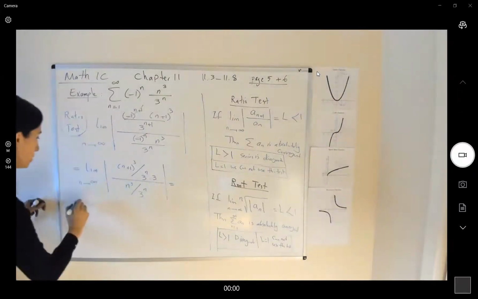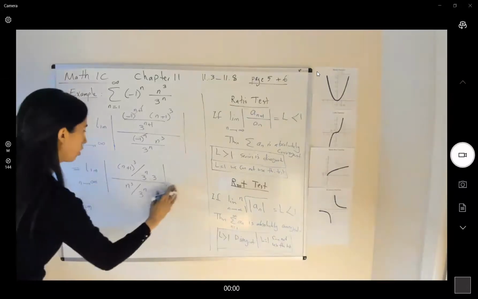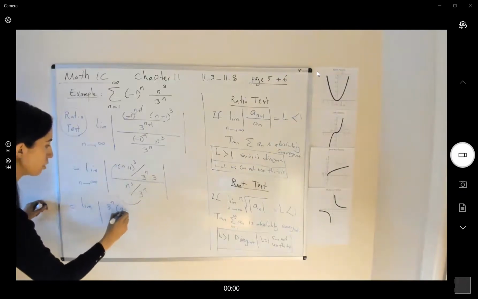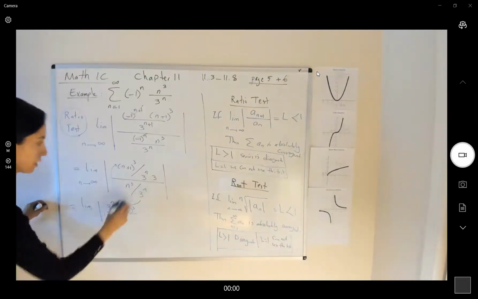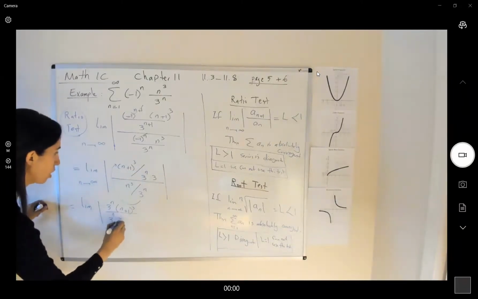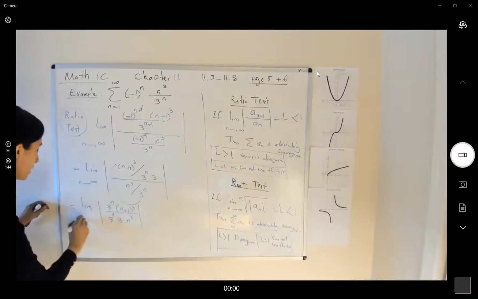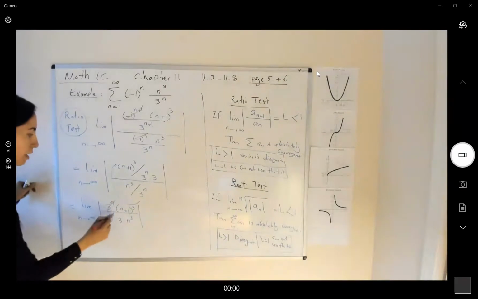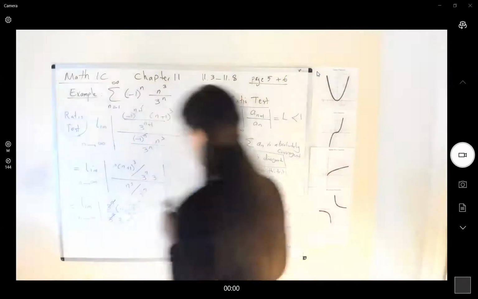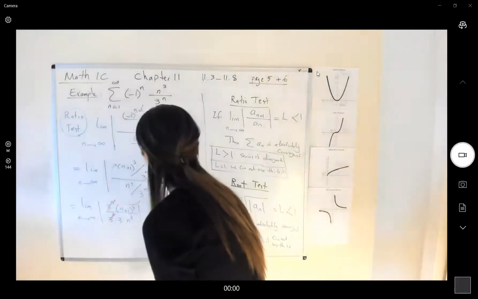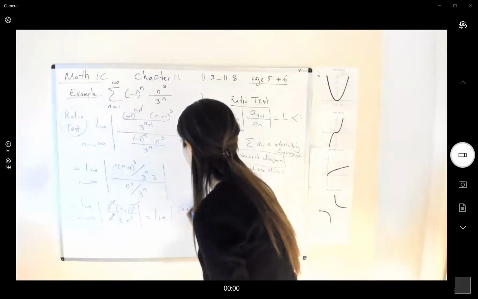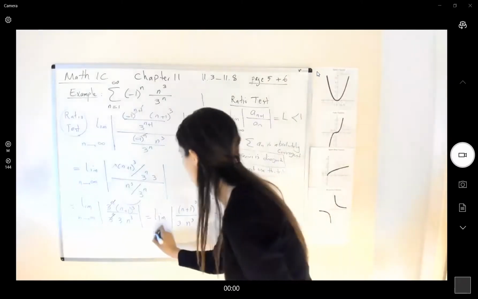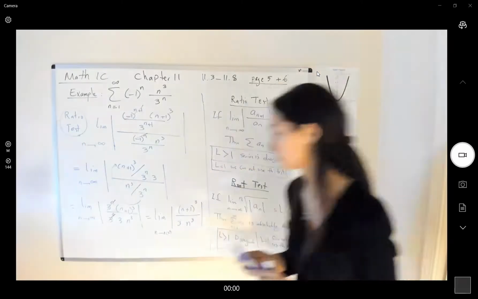Here you have the limit of the absolute value. We multiply 3 to the n by (n plus 1) to the third, divided by, now you multiply 3 to the n times 3 by n cubed, while n goes to infinity. Of course you can cancel out 3 to the n, 3 to the n. You have the limit of the absolute value of (n plus 1) to the third divided by 3 times n cubed, while n goes to infinity.